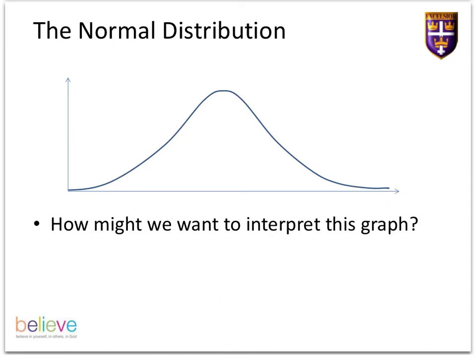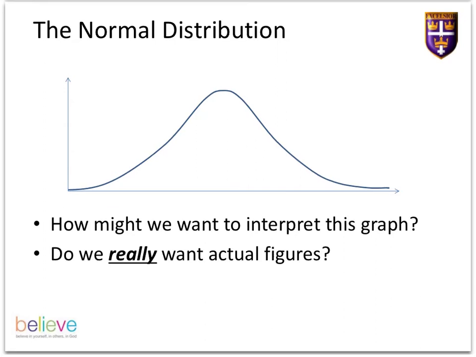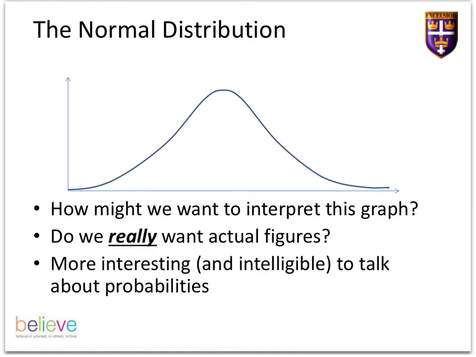So if we return to this idea about how we might want to interpret the graph, if I've collected all of the data for a whole population, so something like the height of every 15-year-old in the country, do I really want actual figures? Am I really going to be interested to know how many 15-year-olds are less than 1.6 meters tall or something like that? It seems more sensible to me, more interesting, and something you could more easily understand if we talk about probabilities. If I, instead of saying to you, this is the number of 15-year-olds that are below a certain height, said to you, the probability of any 15-year-old being below this height, I think that's much more interesting, and that's what the normal distribution is actually used for.